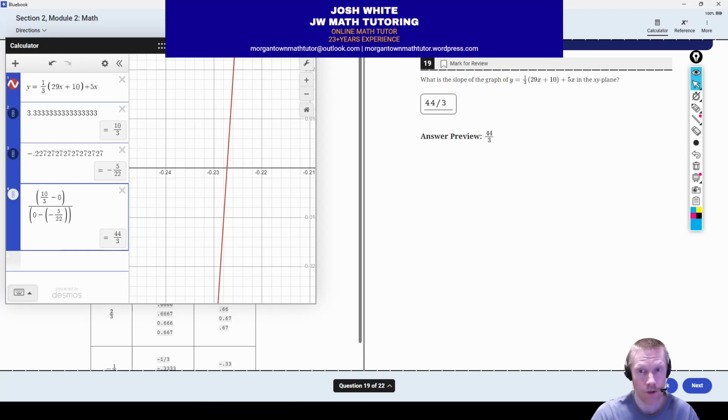So that's how you could, again, basically, given the equation of a line, calculate the slope of the line by just grabbing the x-intercept and the y-intercept, essentially manually typing in the slope formula and then getting the value that way.